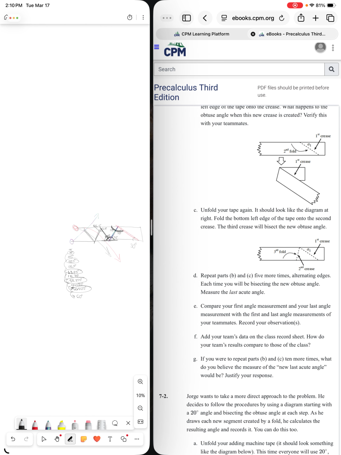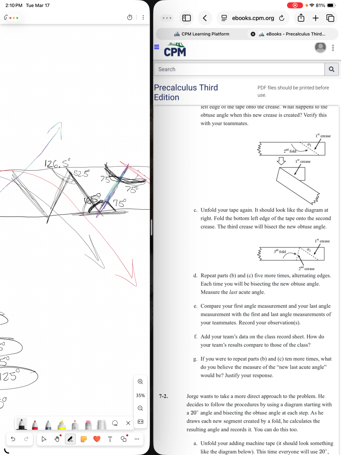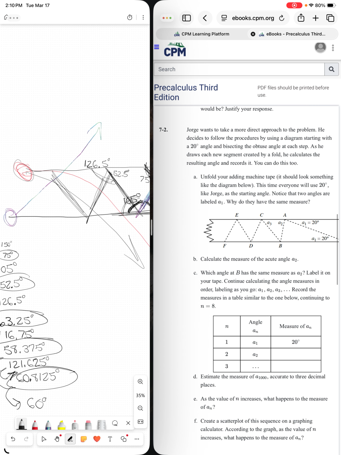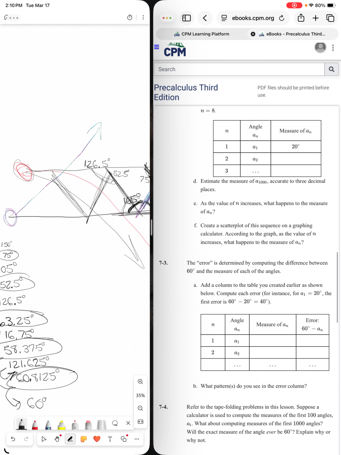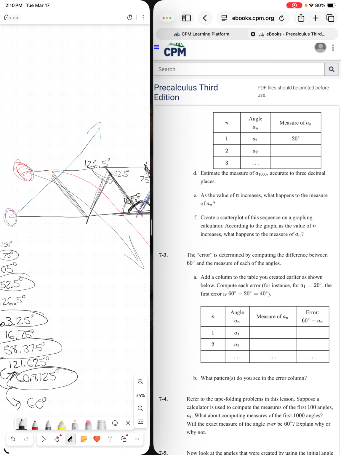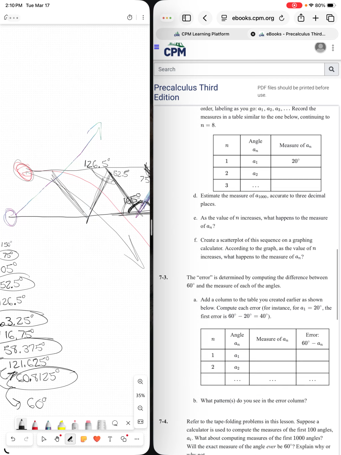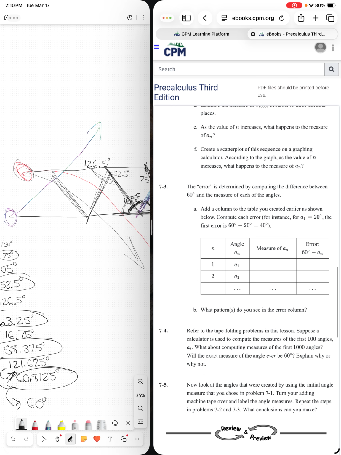Notice the verbiage there of approaching. So we're approaching an equilateral triangle. That's the idea, and this is really cool. I would like for you to go through this lesson, do it yourself, actually answer these questions, and understand that we will never actually get to 60.